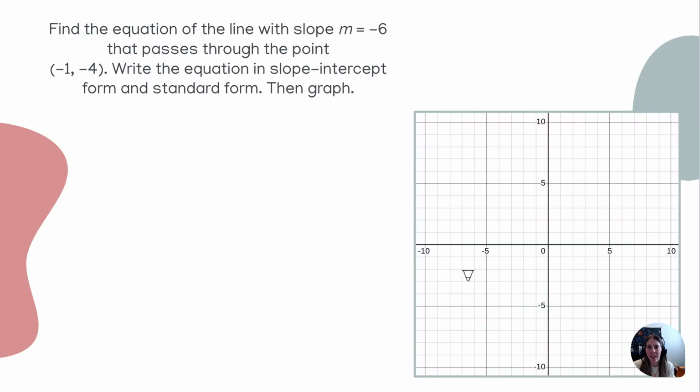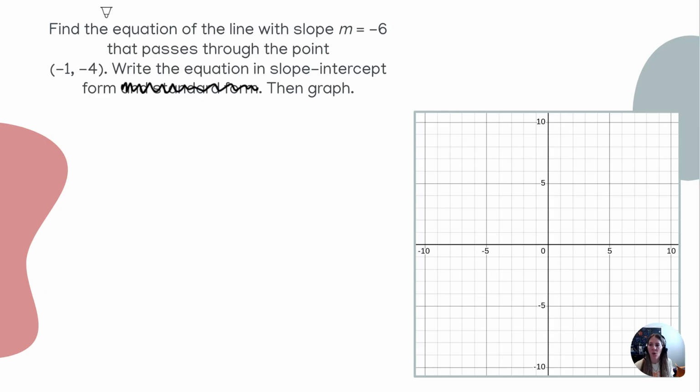Find the equation of the line with slope m equals -6 that passes through the point (-1, -4). And then we're going to write that equation in slope-intercept form. Ooh, we're not going to do standard form. And then we are going to graph that equation.